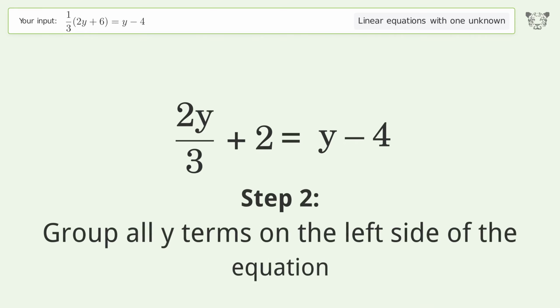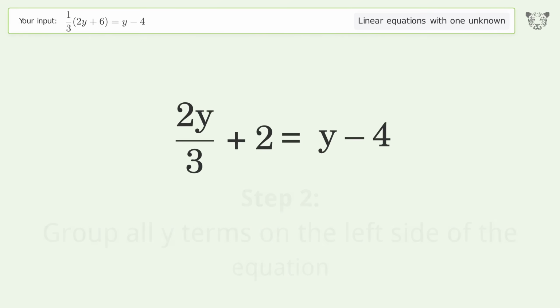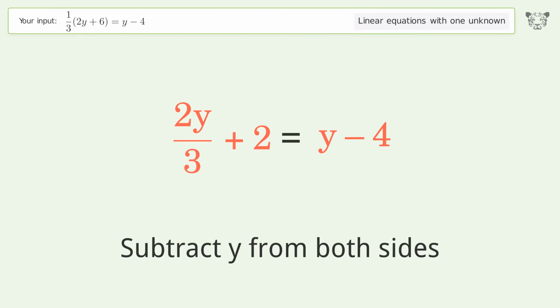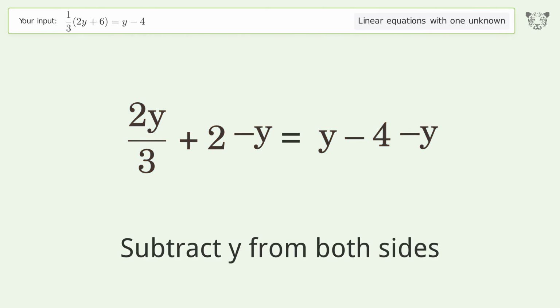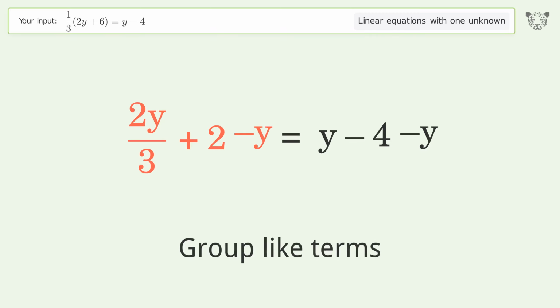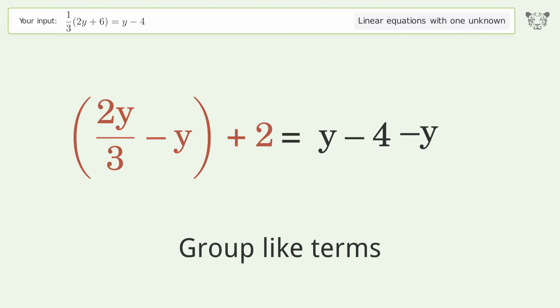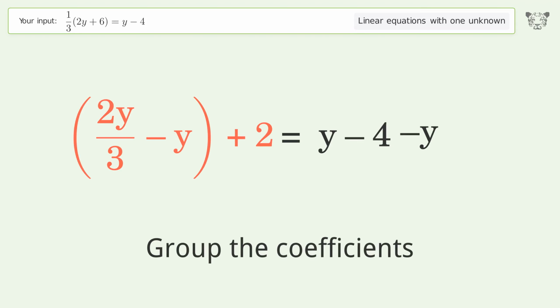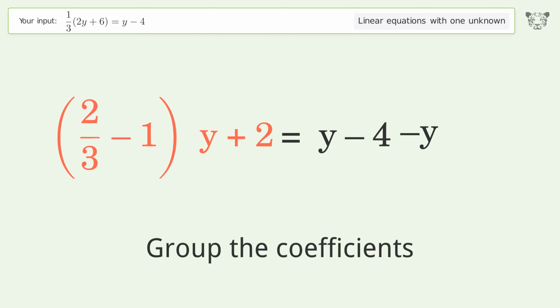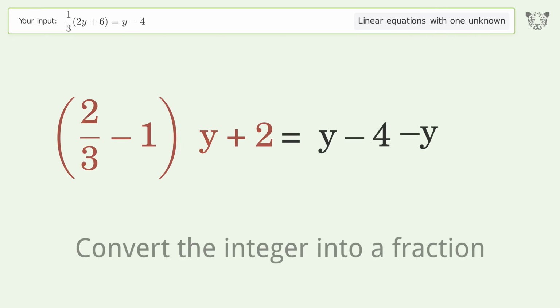Group all y terms on the left side of the equation. Subtract y from both sides. Group like terms. Group the coefficients. Convert the integer into a fraction.